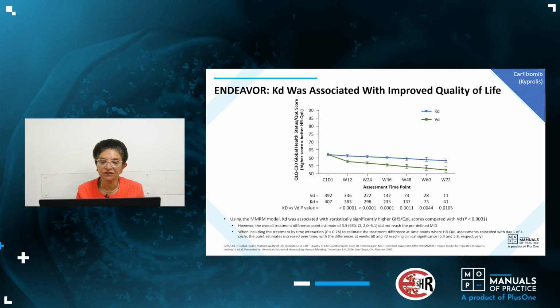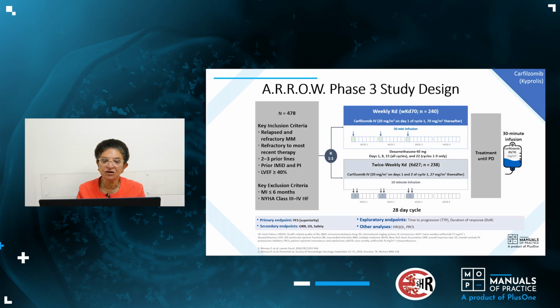How about quality of life? Yes, quality of life was much better with the use of Kyprolis versus Velcade. Now we come to the Arrow study, which is a phase 3 study comparing carfilzomib to itself. How so? Because carfilzomib in all the previous studies was to be given on 2 consecutive days. But here they are giving a higher dose, but only once weekly.